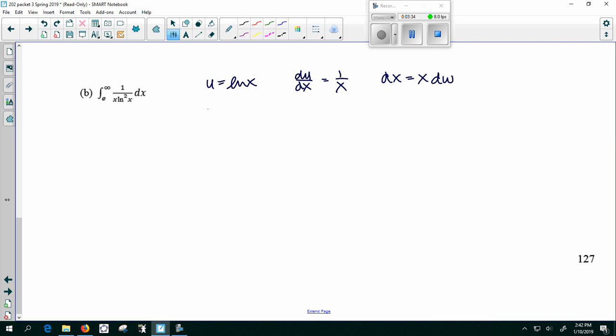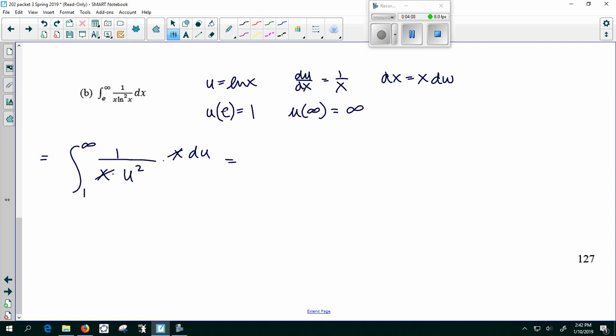And then I also have to do the bounds of integration on a u substitution. So u of e is the ln of e, which is 1, and u of infinity, when x goes to infinity, so does u, because ln of x is a constantly increasing function. So this becomes the integral from 1 to infinity of 1 over x times u squared times, instead of dx, I'm going to put x du, and the x's cancel. So this is the integral from 1 to infinity of u to the negative 2 du.